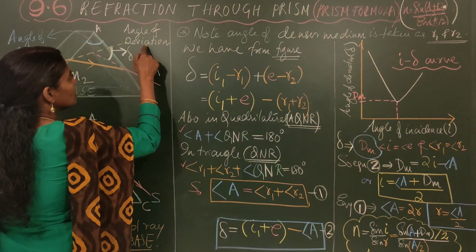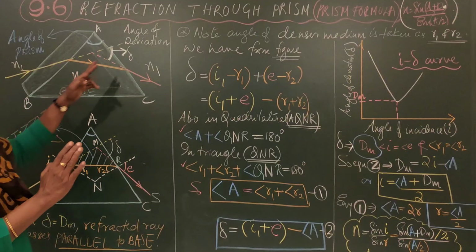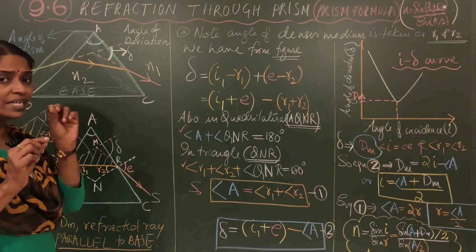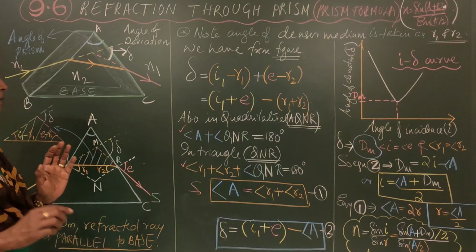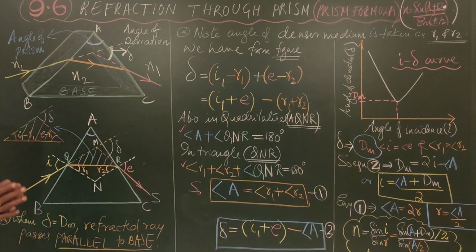The angle between the two is known as the angle of deviation. Angle of deviation, and it is denoted by the small letter delta. But you are not going to draw this figure. This is the figure that you are going to draw.